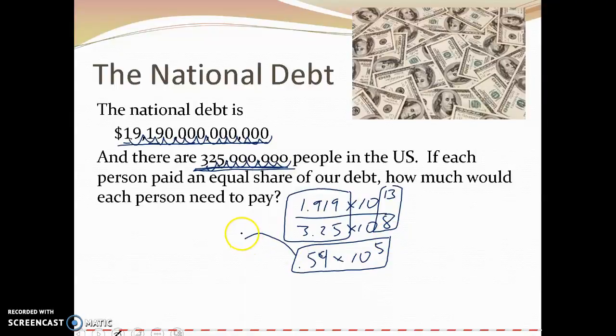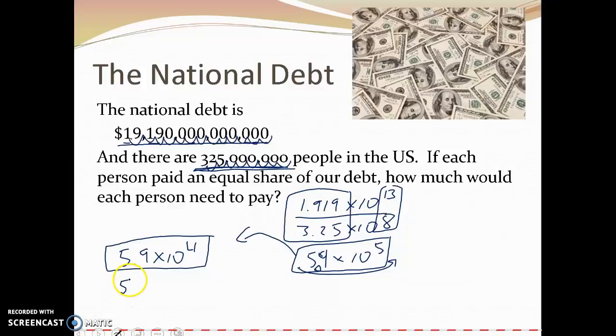If we wanted to put it in scientific notation, we'd have to write it as 5.9 times 10 to a power. If the decimal stayed here, I'd have to move it 5 spaces to the right. But if I move the decimal here, that's one place closer, so it's going to be times 10 to the 4th power. This is what every person in the United States would have to pay in order to pay off our national debt. Well, what does that look like as a regular number?